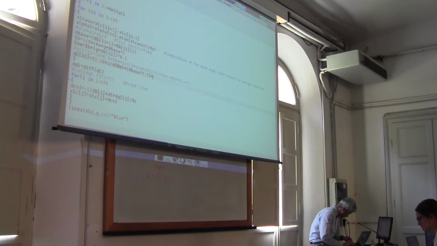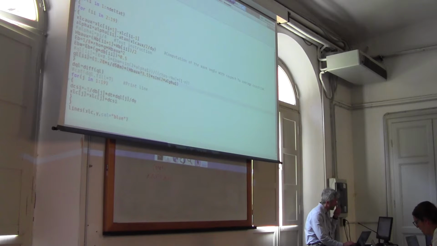Times sin of 2 times alpha 1. And this is in days, so it's a rate, a volumetric rate per day, so we need to divide by 86,400 and multiply by the T. Should be correct.